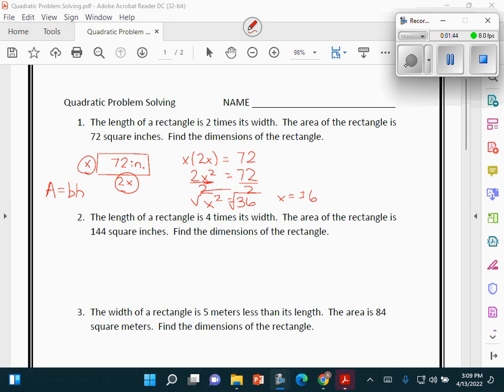So let's think about that. X is equal to the width. Can the width be a negative number? It cannot. That doesn't make sense. So the width is going to be 6.